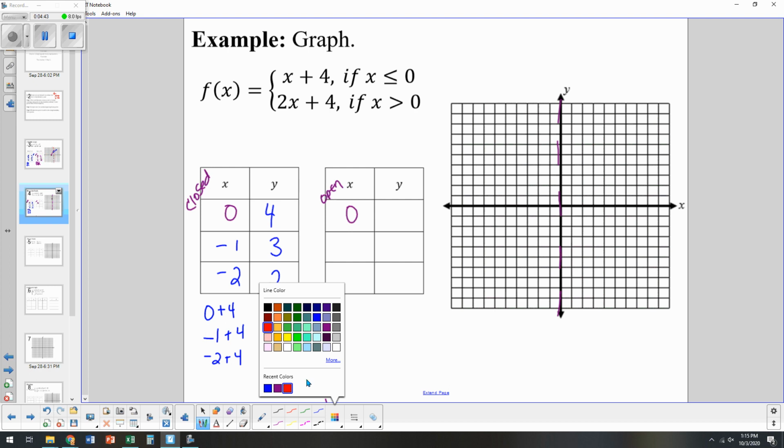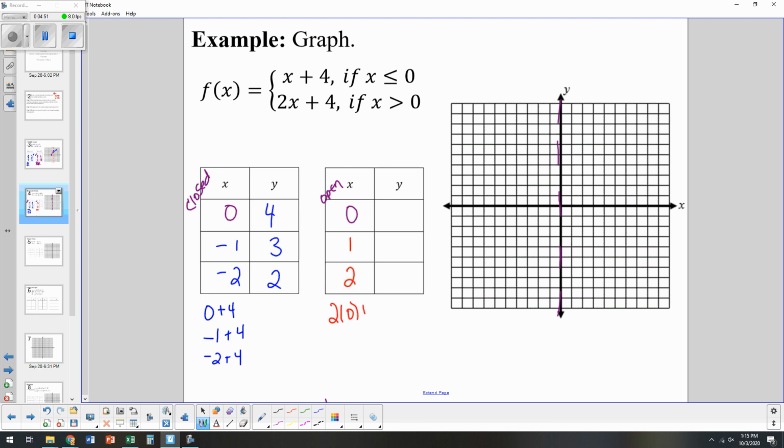For the other graph, I want numbers bigger than 0, so I'll choose +1 and +2, and we're plugging into this equation. So 2 times 0 plus 4 is 0 plus 4. 2 times 1 plus 4 is 2 plus 4, or 6. 2 times 2 plus 4, or 4 plus 4, oops, is 8.